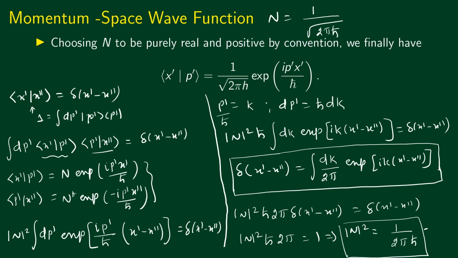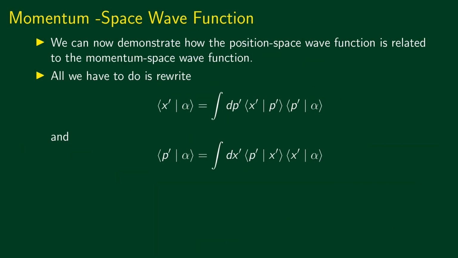Okay, which means that now this momentum eigenfunction can be written as 1 by square root of 2 pi h bar exponential i p prime x prime divided by h bar. So this is also a transformation function that we are looking for. Now let's see how the position space wave function is related to the momentum space wave function.